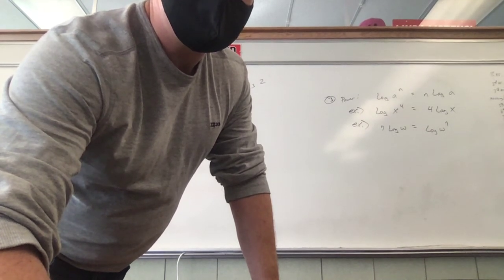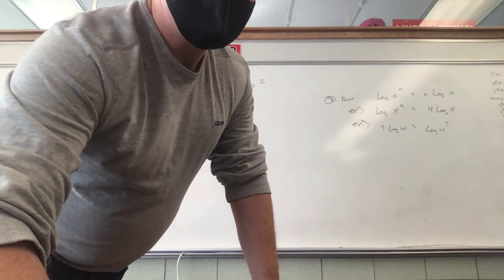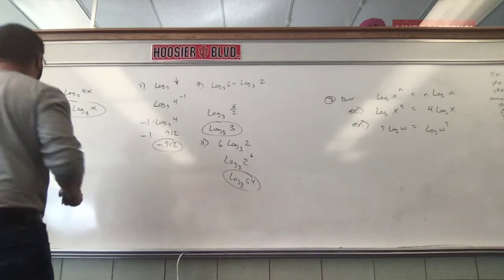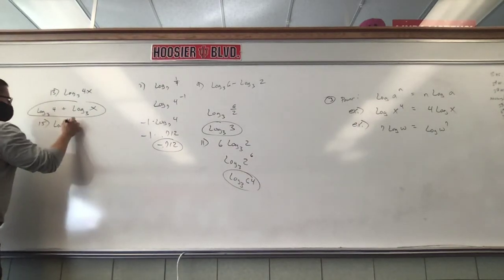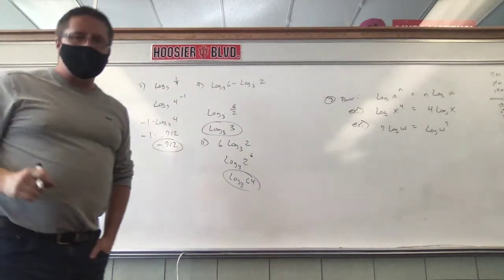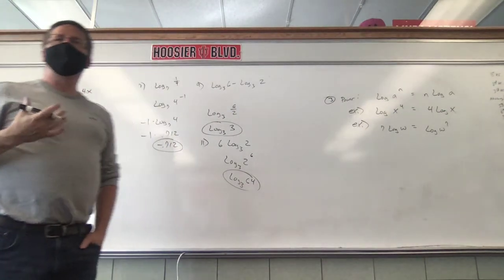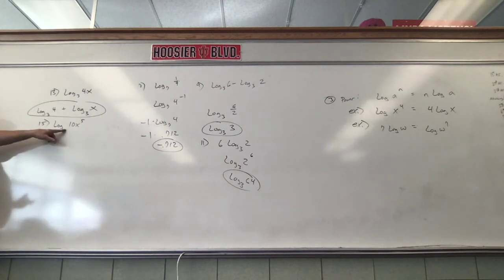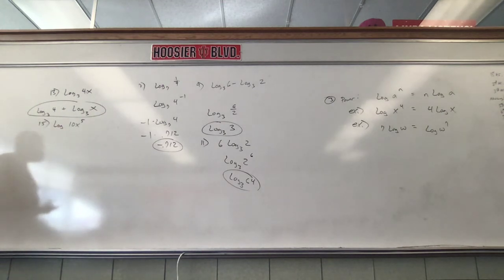Number 15. Okay, log 10x to the 5th. This is a tricky one, okay? We're taking the log, first off, I don't see a base here. So it's base 10, which is a common log, okay? If you want to put the 10s in there, you can. Don't type them in though, the computer might mark you wrong if you put in the 10s, okay?